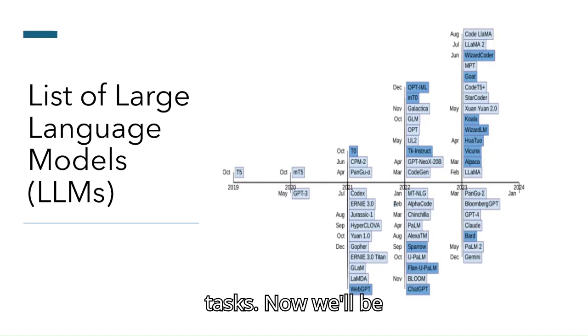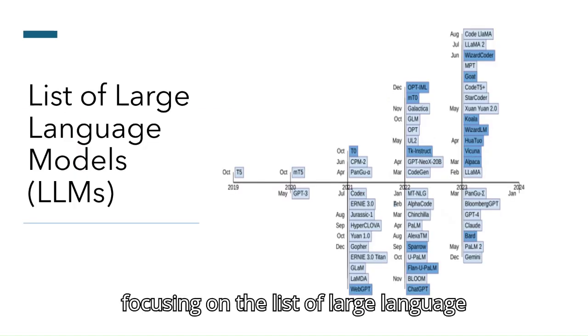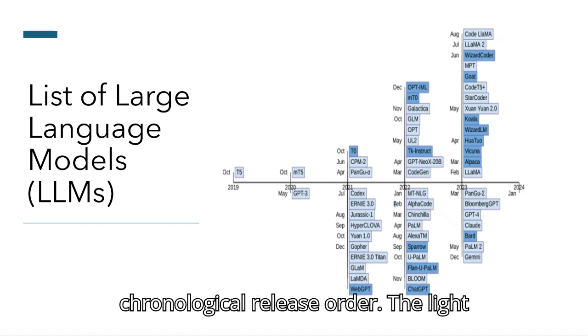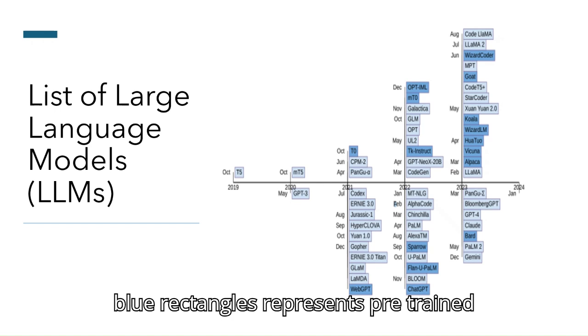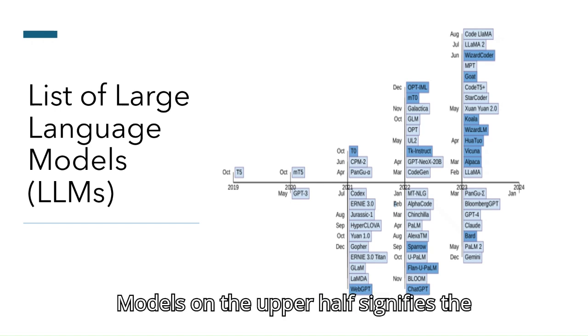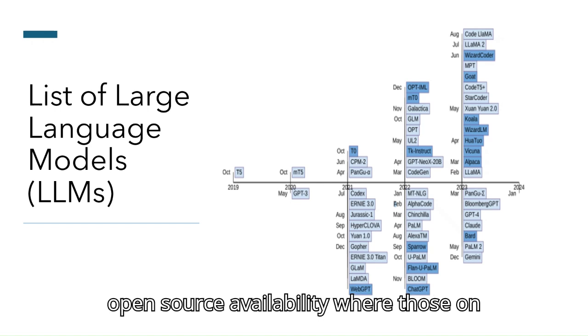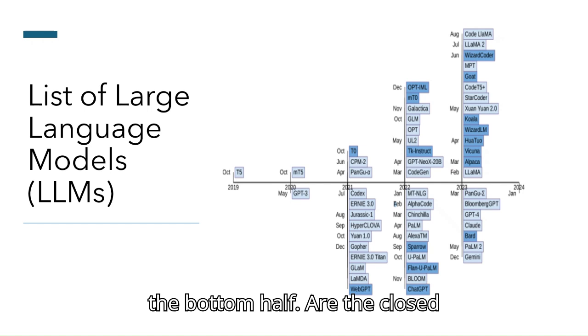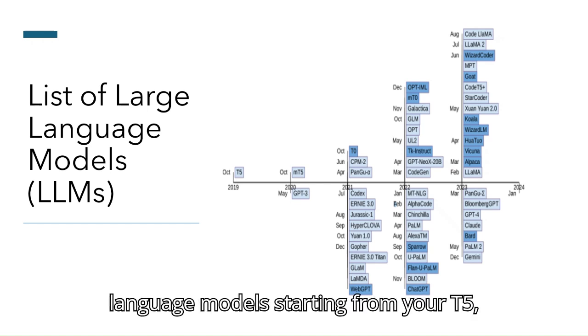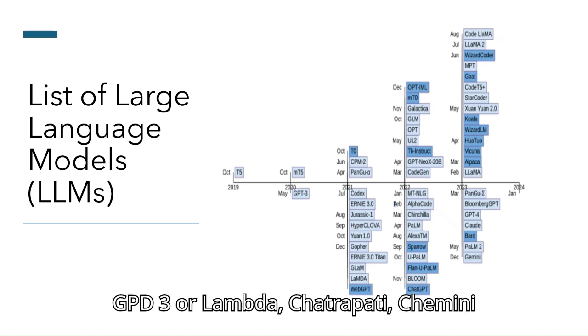Now we'll be focusing on the list of large language models, which is shown in chronological release order. The light blue rectangles represent pre-trained models, while the dark rectangles represent the instruction-tuned models. Models in the upper half signify open source availability, whereas those in the bottom half are the closed source ones. So this is a comprehensive overview of the large language models, starting from T5, GPT-3, LaMDA, ChatGPT, Gemini, and so on.